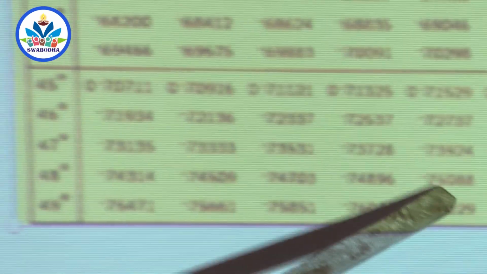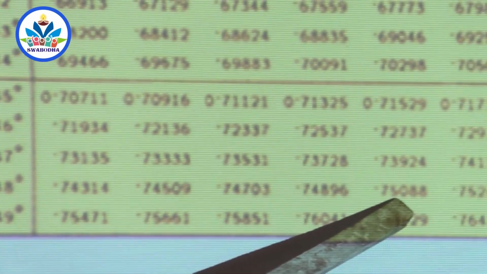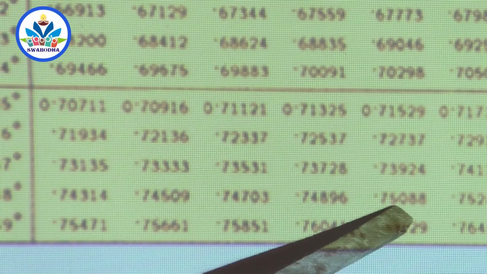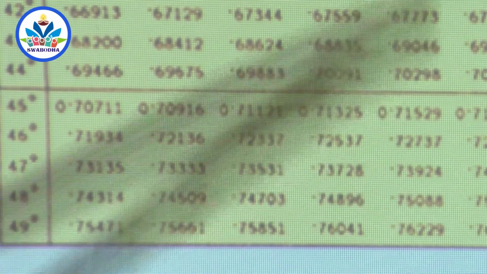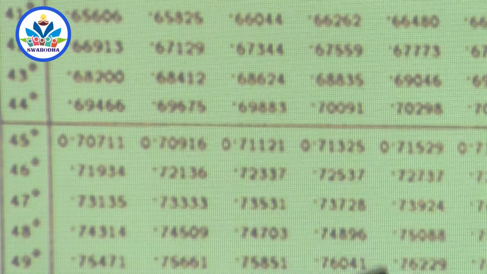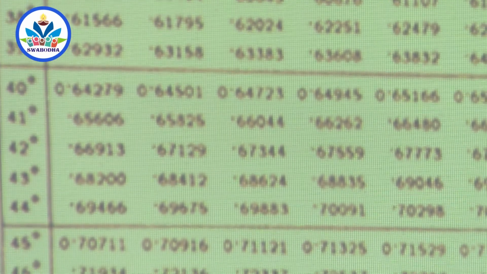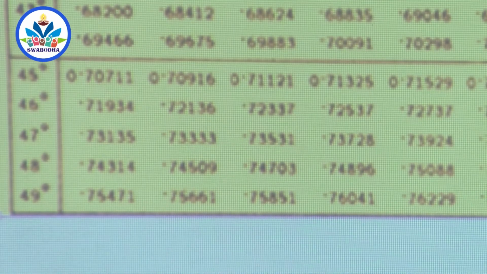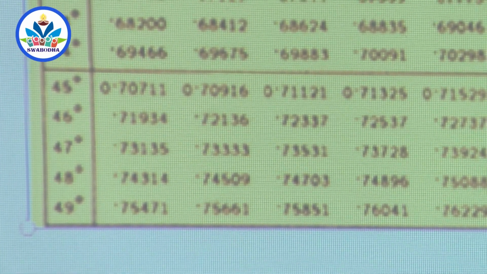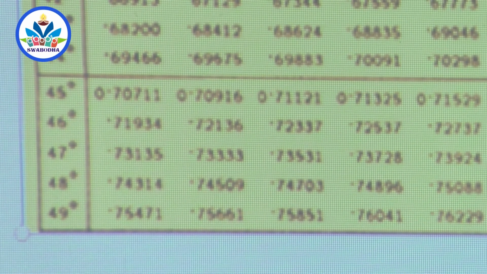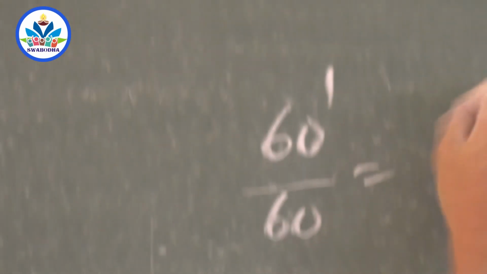0.7575, it will be here, 0.7508. That will be enough for us. 48 degrees, 40 minutes. Suppose it was 30 minutes, we would have written 0.5 degrees. So for every minute, if you want to calculate, we got 48 degrees 40 minutes. If you have 60 minutes, divide it by 60, 1 degree.